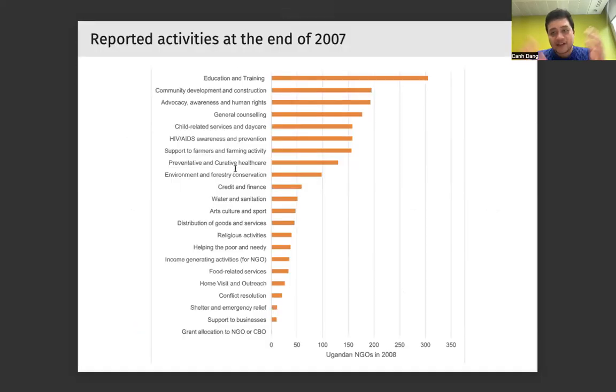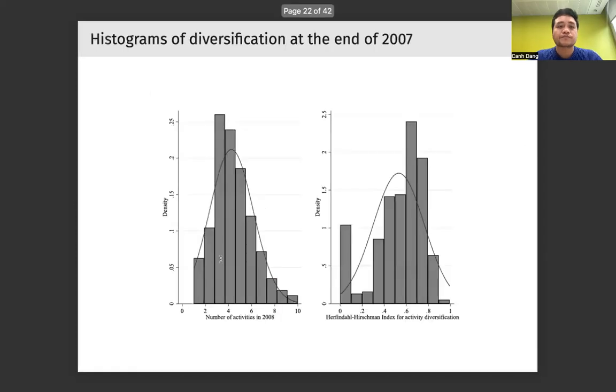Now, here are some reported activities at the end of 2008. Okay, so we have a wide range of activities, for example, education and training, community development and construction, and so on. So this is a good range of activities for Ugandan NGOs. A histogram of diversification at the end of 2008. On average, NGOs in Uganda at the end of 2008 would have around 4 to 5 activities. The max of the activities offered by an NGO is around 10, and the minimum is about 1. So about 5% to 6% of the NGOs offered only 1 activity.